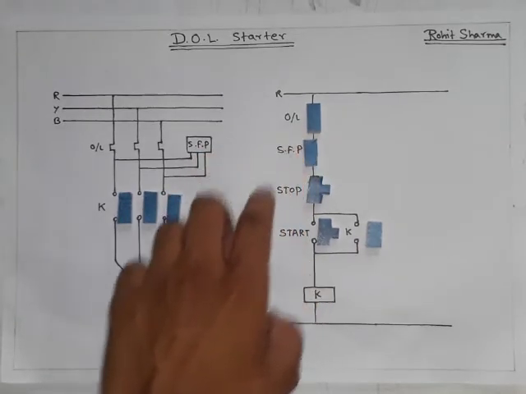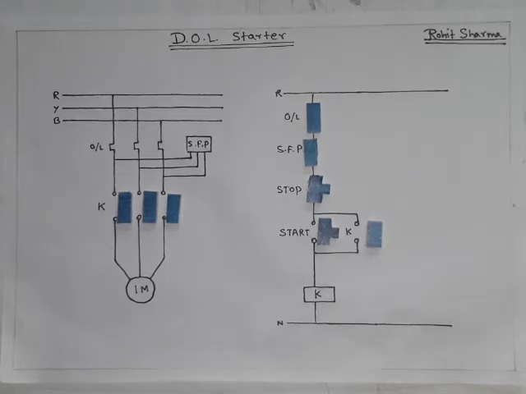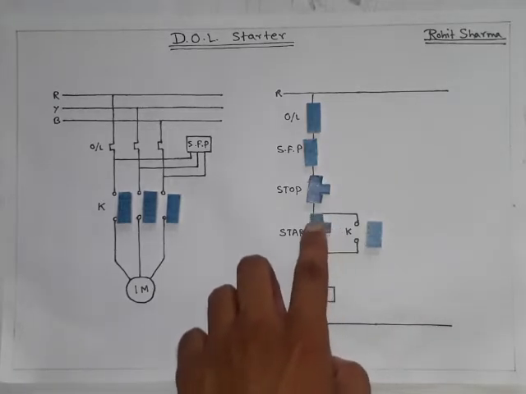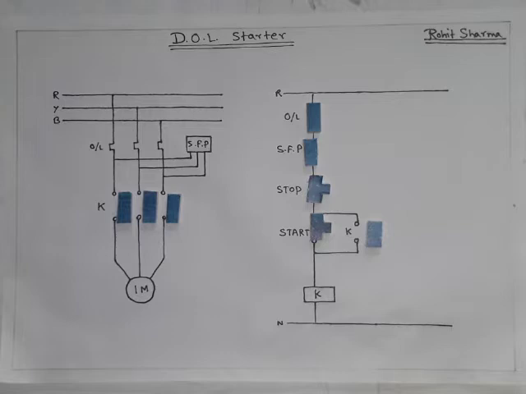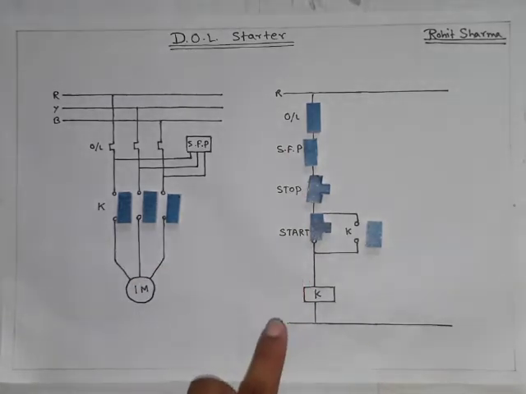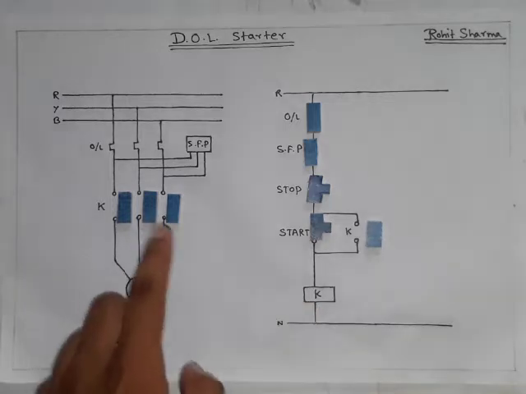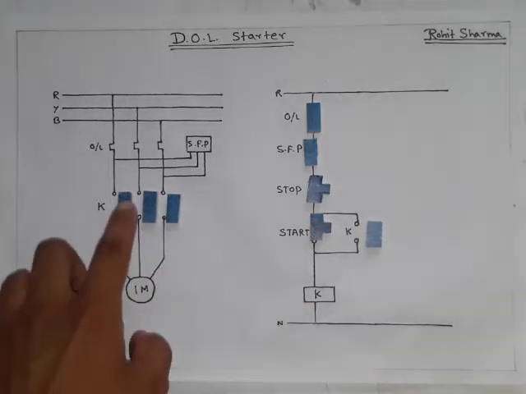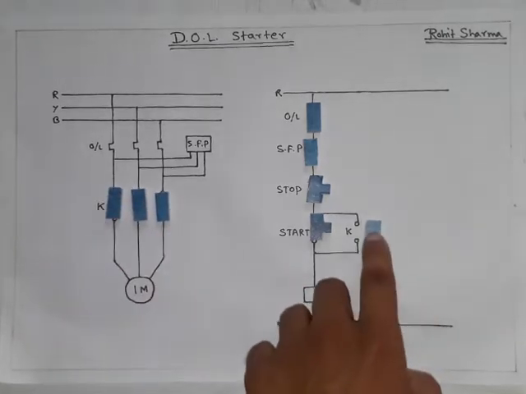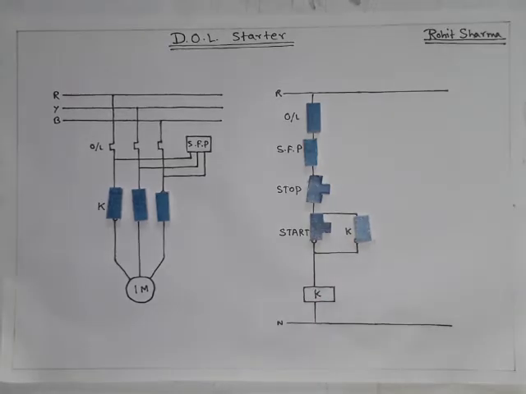Now I will start the motor. So I will press the start push button. What will happen? The contactor K will energize because current will flow from here to the contactor. And what will happen as the contactor gets energized? Its contacts' state will change. Means this will become NC, that is normally closed, like this, and this will also become normally closed. Now the motor will run.